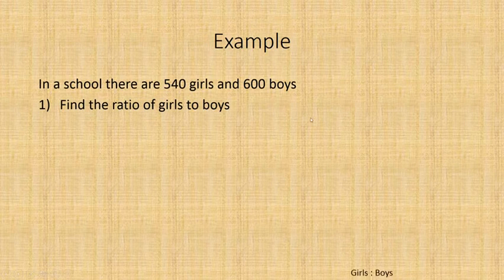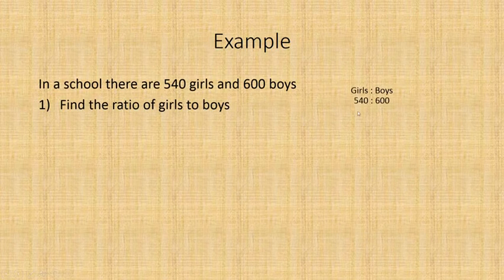So I'm writing it down. Girls to boys. How many girls do we have? 540. And how many boys do we have? 600 boys. So I'm just writing it down like that: 540 to 600. And after that, I have to simplify.